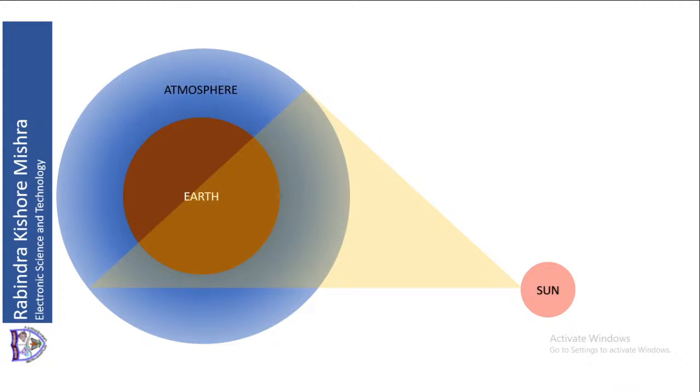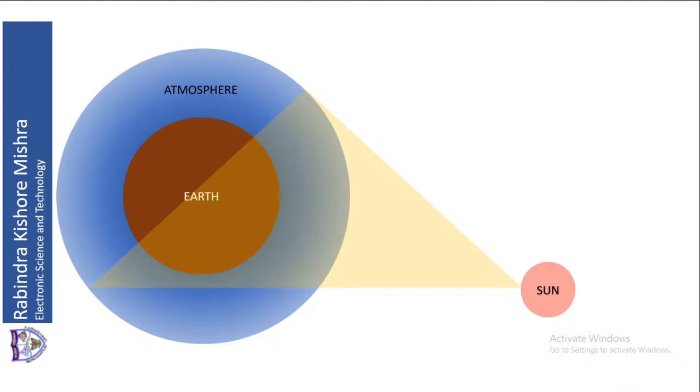Why will it be minimum at the surface of the Earth? The reason is simple. It is at the farthest distance from the Sun, between the Sun and Earth, compared to the atmosphere. Therefore, at the surface of the Earth, it will be minimum. The energy is minimum, but density is maximum. Density of gases is maximum.